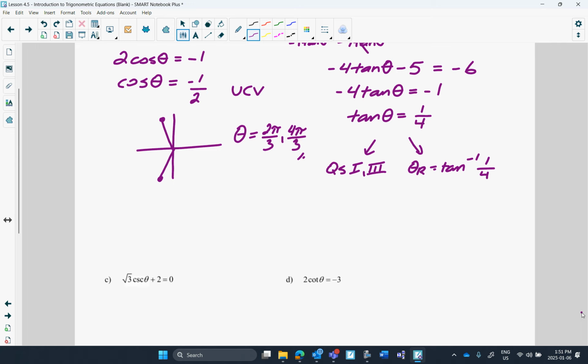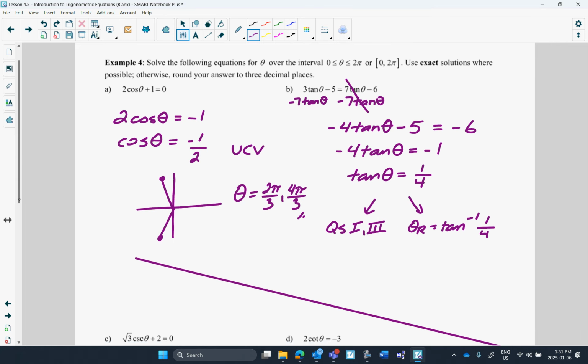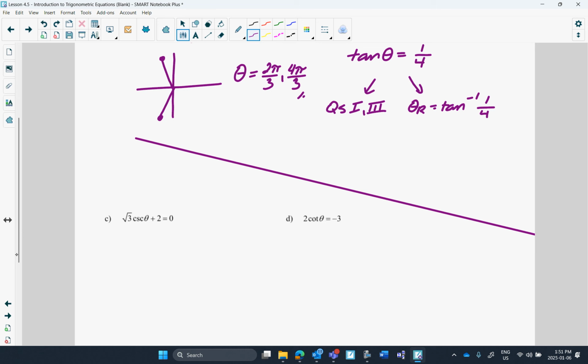Hey, I think I have radians. Yes. So I got to do inverse tan of 1 over 4 in radians. Inverse tan, 0.250, right? That's how you would round it, 3 decimal places.